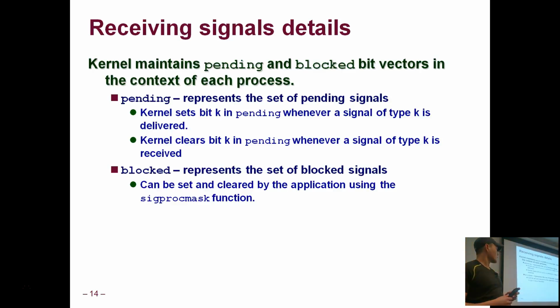Okay, so the way this is implemented is that the kernel maintains a bit vector for the signals that are pending and a bit vector for the signals that you want blocked. Based on those two vectors, it determines whether or not you have to process a signal.